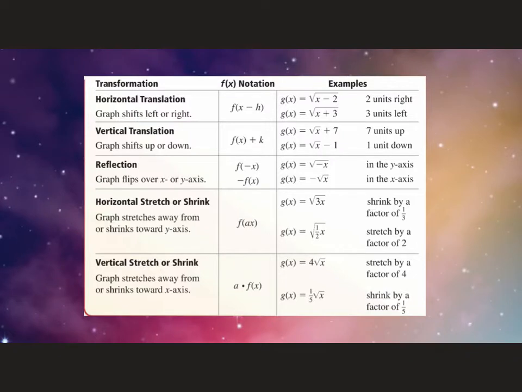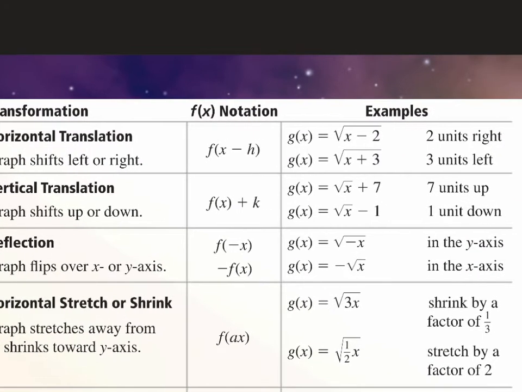Here we have some transformations. If it gives us a function, we don't have to plug in numbers every single time to graph it. We can just take our parent function and apply the transformation that's happening to it. So if we have a negative, or a number being added or subtracted on the inside of our radical, whether it's square root or cubed root, the same thing happens to both.